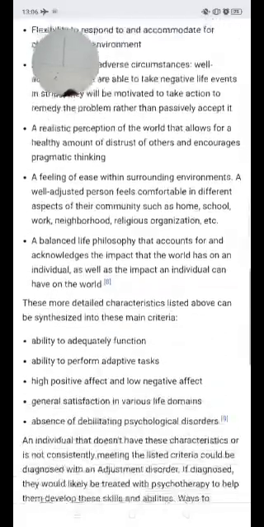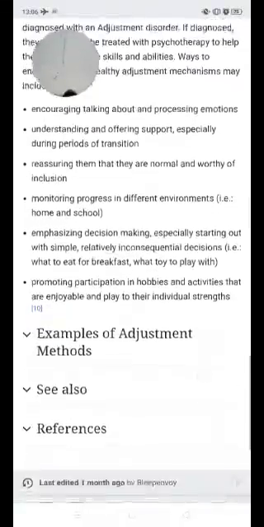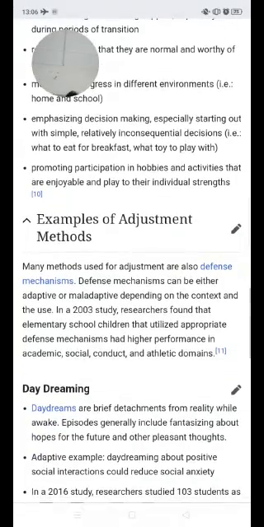Now if I talk about, let me finish it off. If I talk about the example of adjustment, many methods used for adjustment are also defense mechanisms. Defense mechanisms can be either adapted or maladapted depending on a context and the use. In a 2003 study, researchers found that elementary school children that utilize appropriate defense mechanisms had higher performance in academic, social, conduct and athletic domains. So mainly the most important thing is to adjust ourselves to achieve our goal. That is the main thing of this topic.